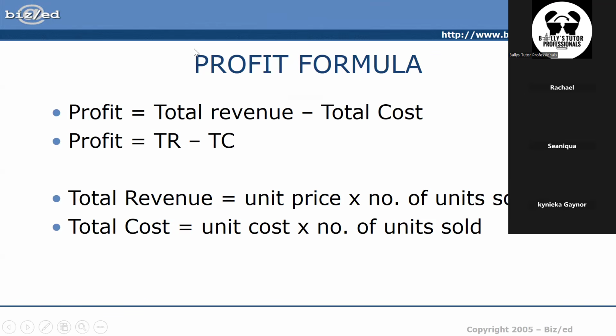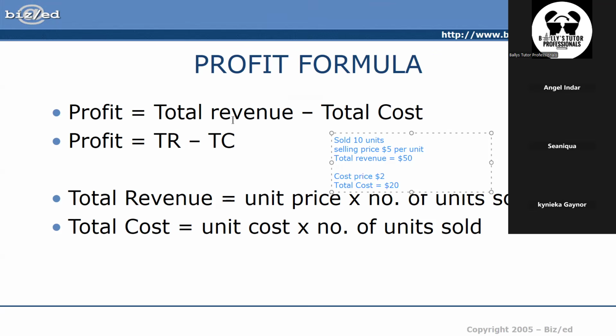Right. If I sold 10 units and the selling price was $5 per unit, what would be my total revenue? $50. So everybody understands that, right? The total revenue is your unit price multiplied by the number of units. So if those same units cost me $2, what's my total cost? $20, right? 2 by 10.